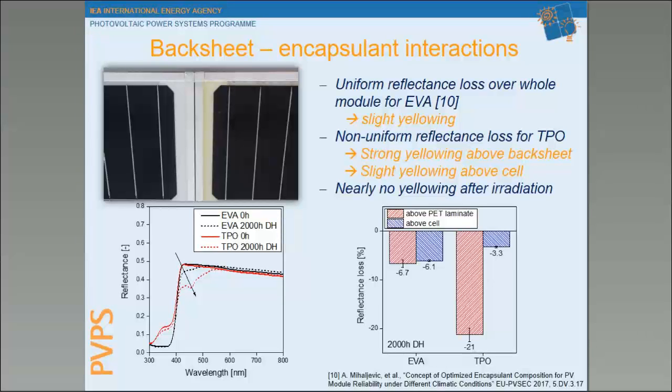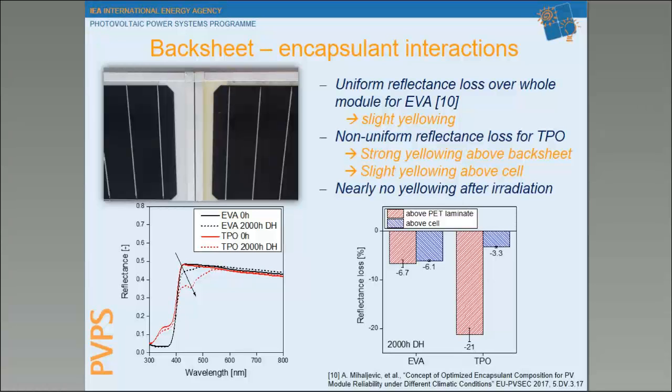In this case, you see it's actually not the EVA that showed the yellowing, but it was just the backsheet that showed yellowing. And we found out, because we also looked above the cell, and above the cell there is no difference between the reflectance values, but above the backsheet there is a big difference. And the very interesting thing is that when we changed the EVA we didn't see this behavior, as you can see here in these values, but a certain combination of a thermoplastic polyolefin encapsulant and this backsheet showed this yellowing.